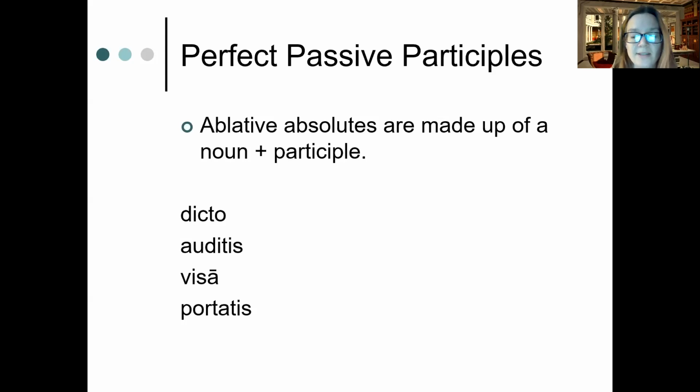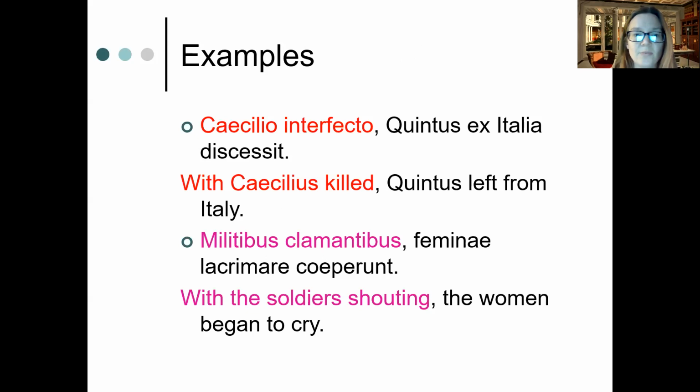So there are perfect passive examples, and then there are some deponents as well. I would write down those two sample sentences there. Caecilio interfecto Quintus ex Italia discessit, with Caecilius having been killed. The best translation of this is "with the blank blanking," or "with the blank having been blanked." The first blank is the noun, the second is the participle.